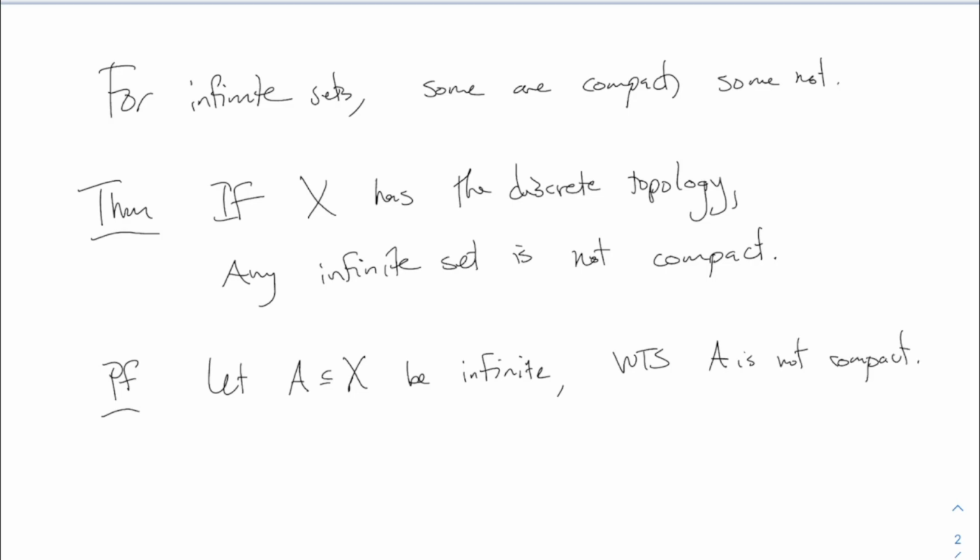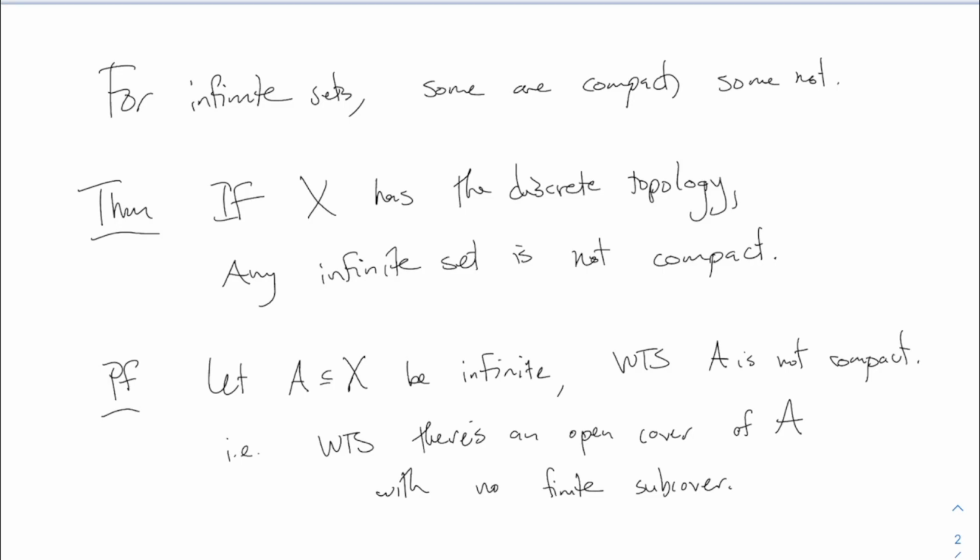What that means is you need to find an open covering with no finite subcover. So I'll say, i.e., I want to show there's an open cover of A with no finite subcover. And this you have to be a little bit creative about because you're not really given anything to work with in terms of hypotheses other than the fact that A is an infinite set.